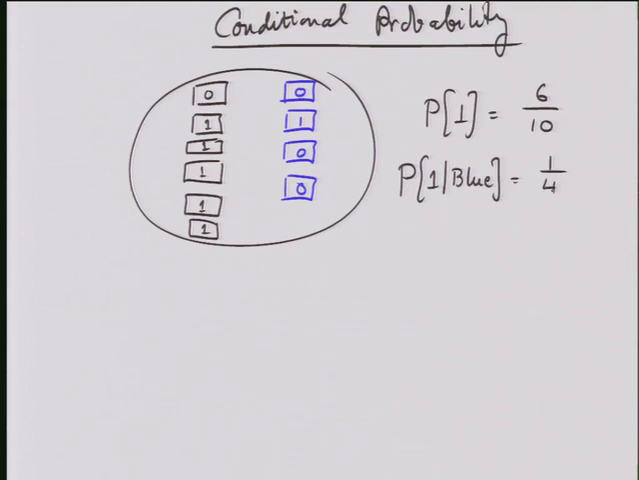The probability of 1 given black. So you pull out the chit, you look at it, it's black, and now what's the probability that it's 1? 5/6. Okay, so this is conditional probability.